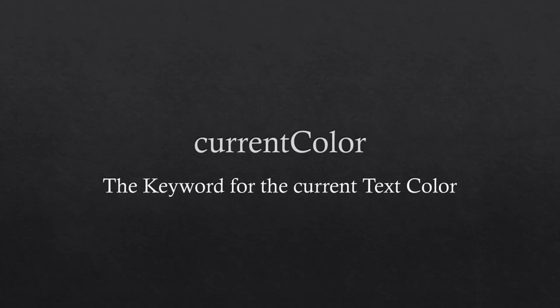Last but not least, there's another method for defining colors in CSS, and it always gives us the current text color of the element. This can be achieved using the currentColor keyword. This may not sound very useful at first, but it can be really handy if we want to add a border with the same color as the text, for example.